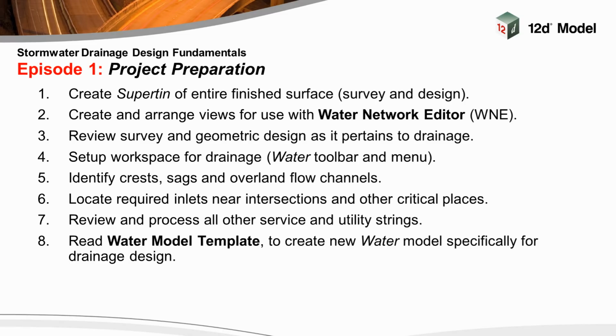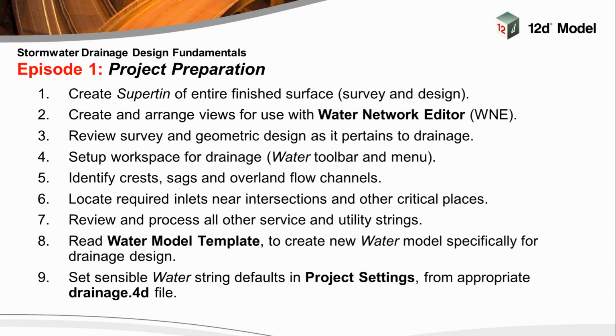Which brings us to the final step of episode 1, that is step 9. Set sensible water string defaults in project settings from an appropriate drainage.4d file. The drainage.4d file is the setup file used for all of the 3 waters options to define your node types and link types in a water model.